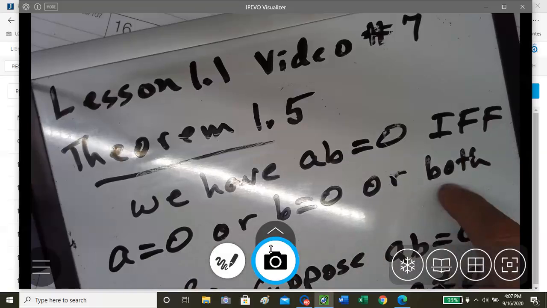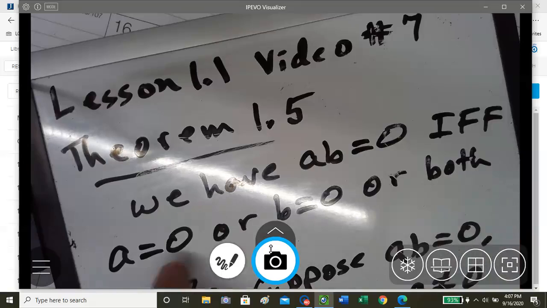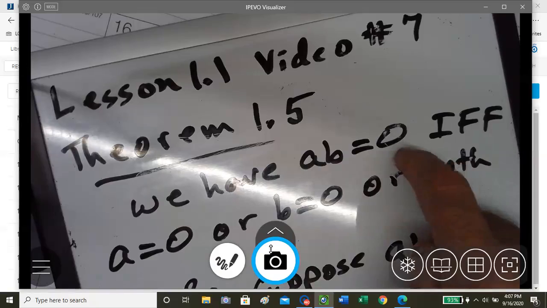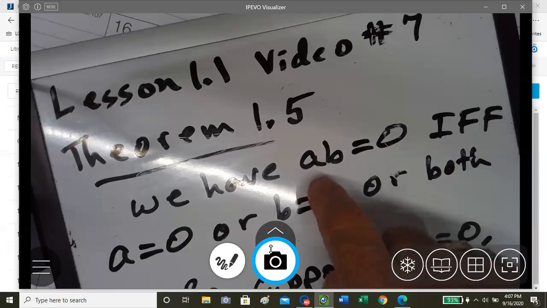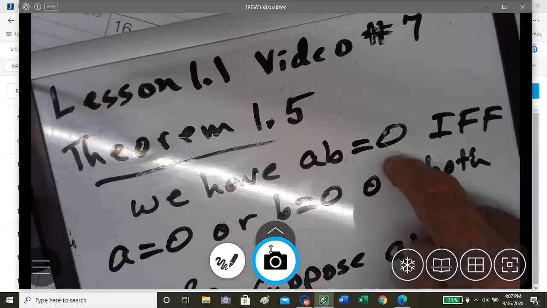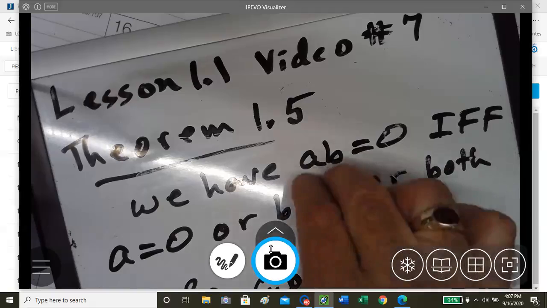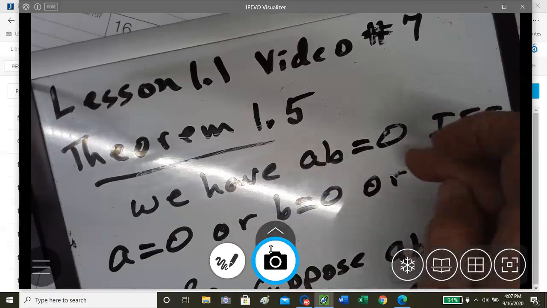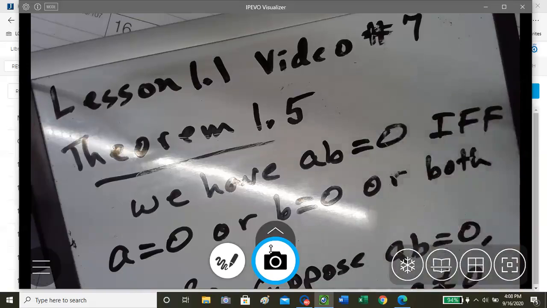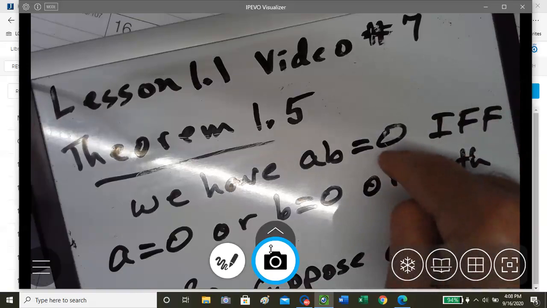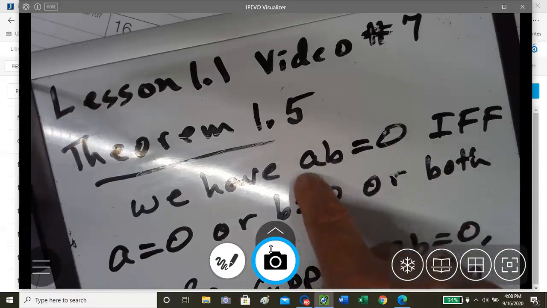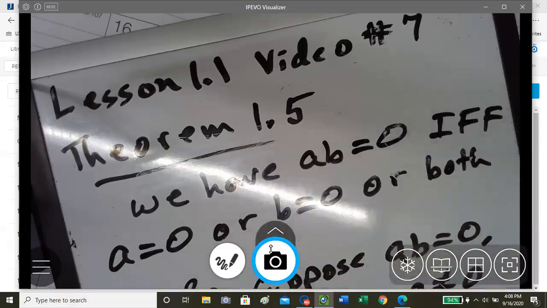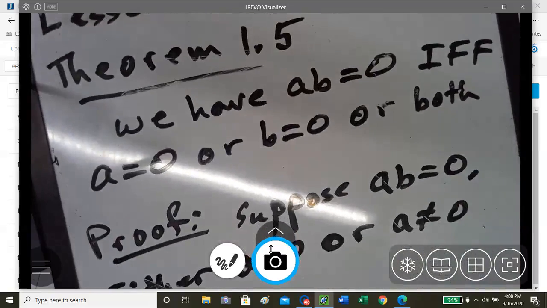b equals 0 or both. So if and only if means if a is 0, then 0 times b equals 0, or if b equals 0, then a times 0 equals 0, or both, 0 times 0 equals 0. And it also says that it's going back the other way. If we have 0, then a has to be 0 or b has to be 0 or both. So it's going both ways. So that's what we mean by if and only if.